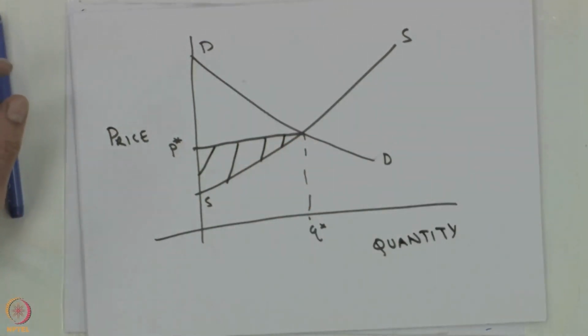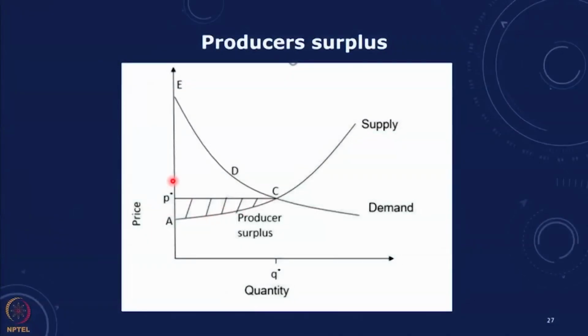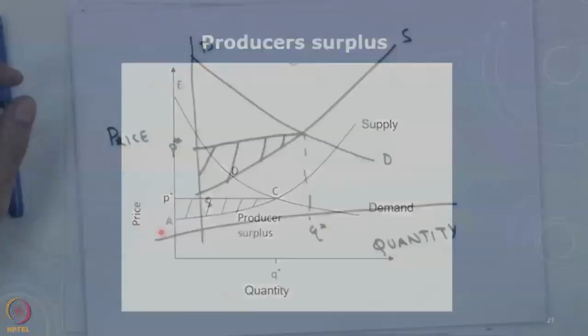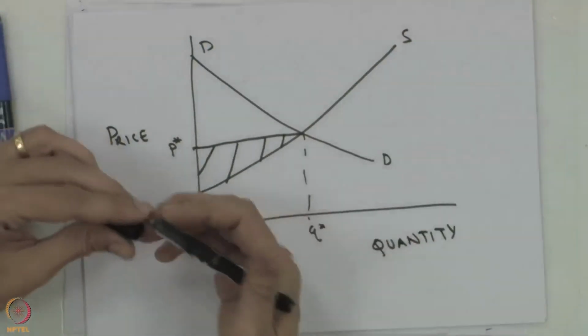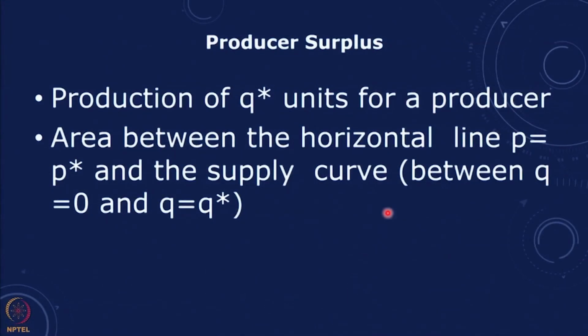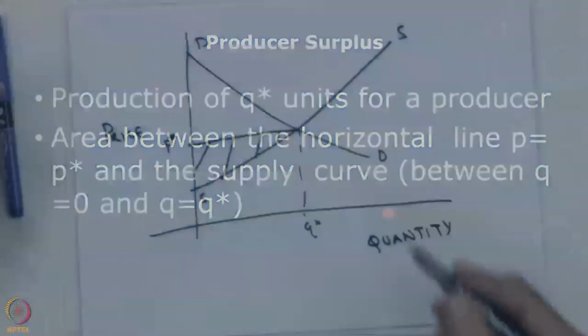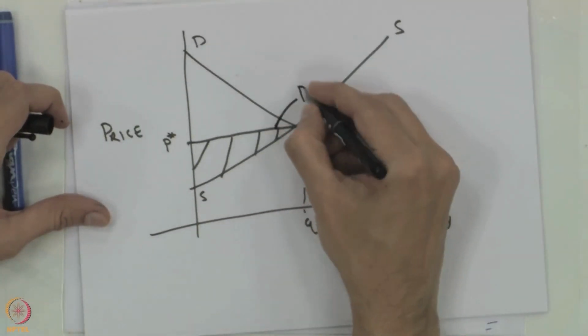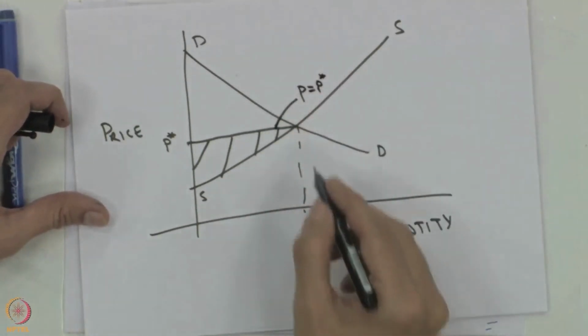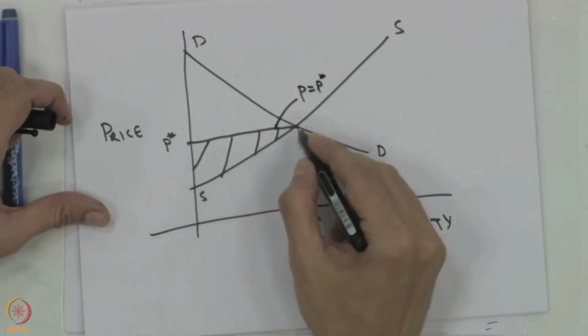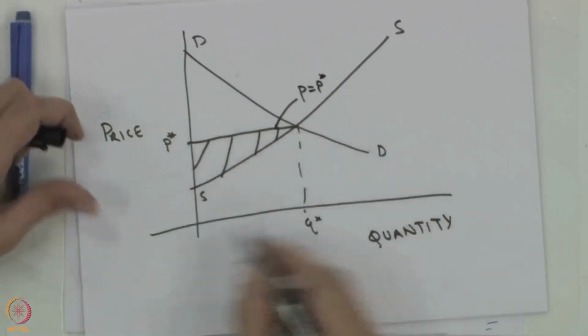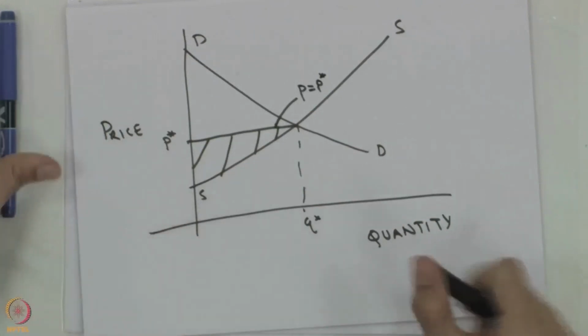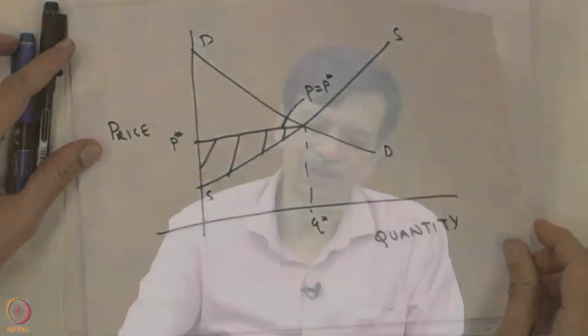So, in this case, when you define this, this is the way in which we have drawn this, and now we are looking at the producer surplus as the production of Q star units for a producer. The area between the horizontal line P is equal to P star and the supply curve, between Q is equal to 0 and Q is equal to Q star, is the producer surplus. So, with this we have formally defined the consumer surplus and the producer surplus.